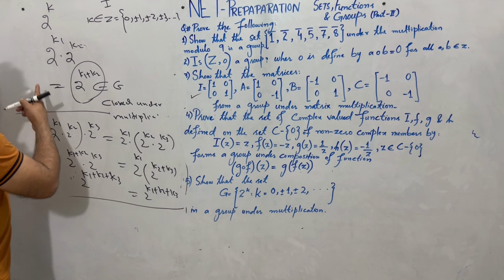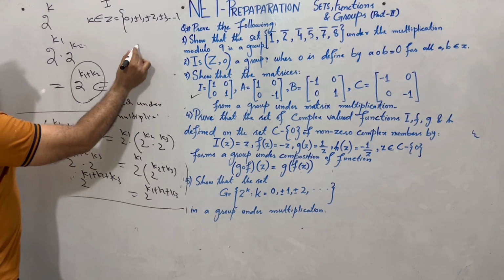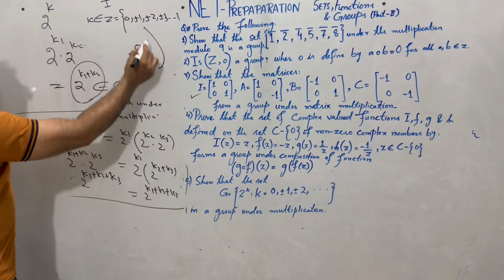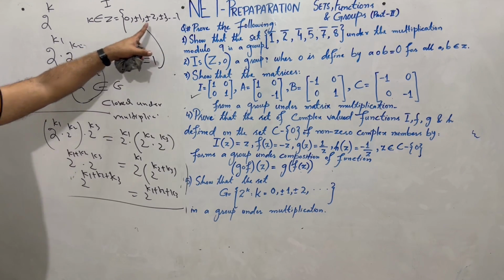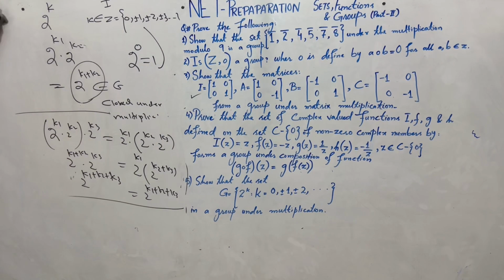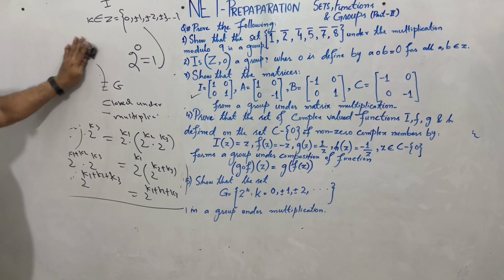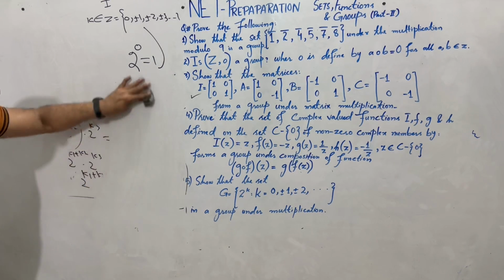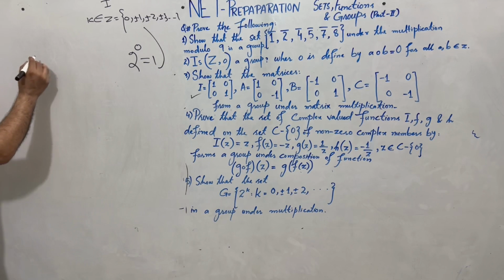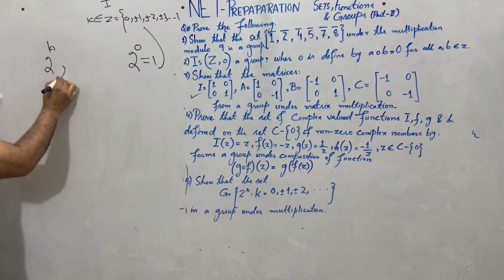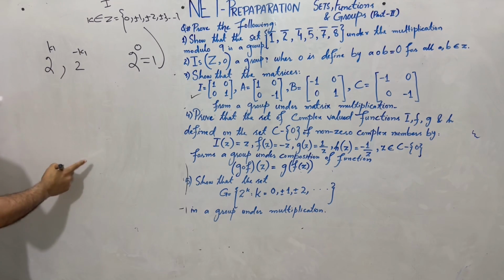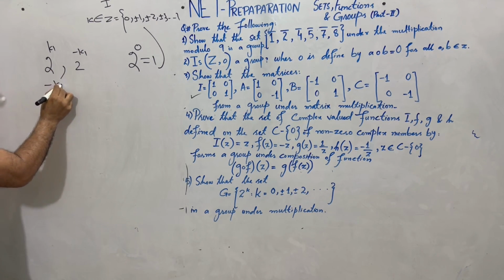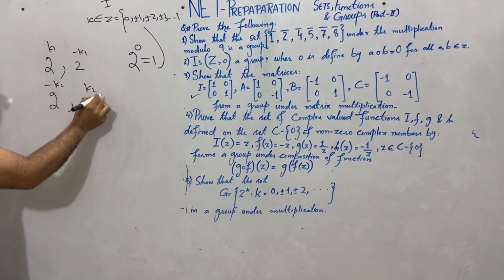What about identity? 2 raised 0 means 1. 1 also belongs here. 1 can be written as 2 to the power 0, where 0 belongs to integers. It has the identity as well. Now let's check inverse. Inverse is also present. What is the inverse of 2 raised k1? The inverse of 2 raised k1 is 2 raised negative k1. Inverse of 2 raised minus k2 is 2 raised positive k2.